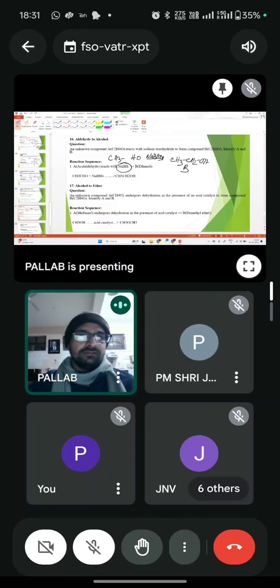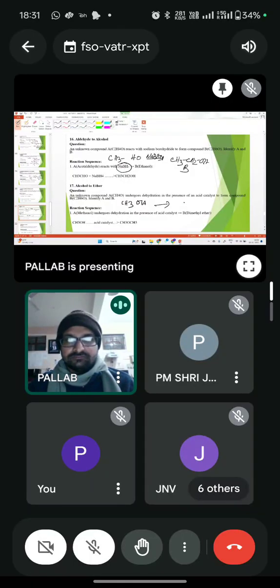Okay, now an unknown compound A undergoes dehydration in the presence of an acid catalyst to form compound B; identify A and B. Now, dehydration is normally undergone by alcohol. So compound A, having one carbon alcohol, is CH3OH, which undergoes dehydration in the presence of catalyst to form this. So this is the formation of ether.